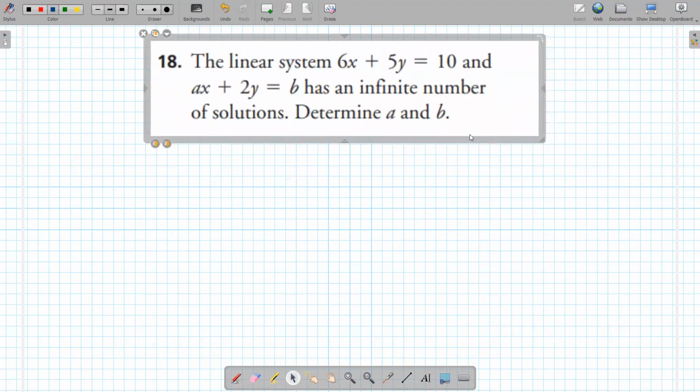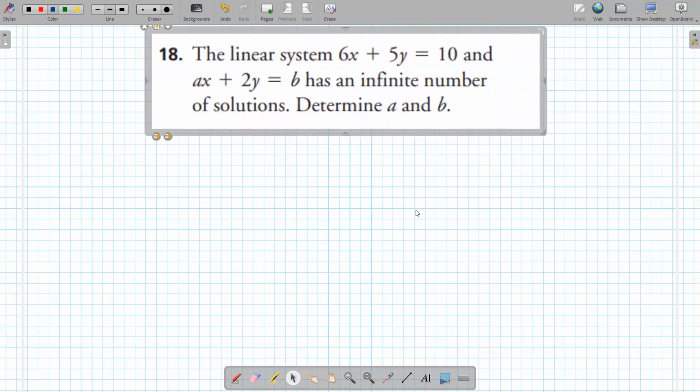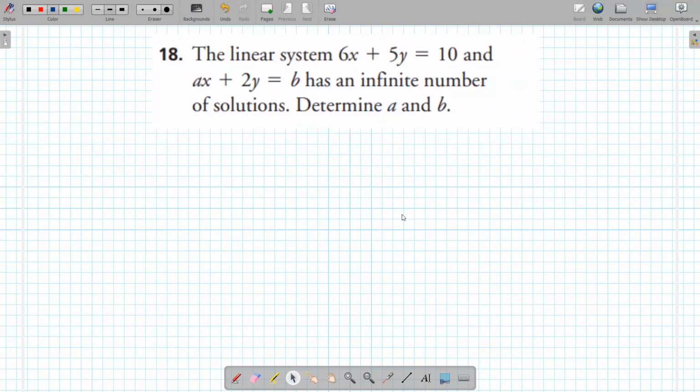The answer is very simple. Okay, the answer is simple, but you have to think really hard. The thought here is difficult. So they've given us a system: 6x plus 5y equals 10 and ax plus 2y equals b.